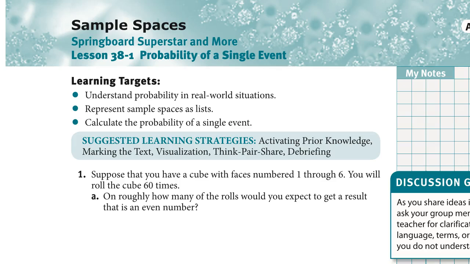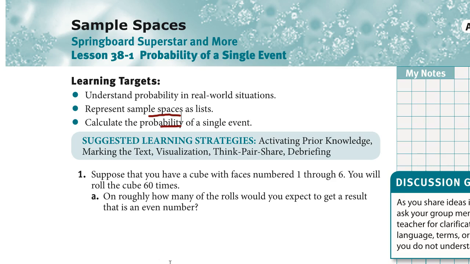With this lesson, we're going to start the last unit of the school year in geometry, and it's probability. So it will be a big change of pace from learning about shapes. This lesson is about finding the probability of a single event. Learning goals are to understand probability, represent sample spaces by listing items, and to calculate the probability of an event.